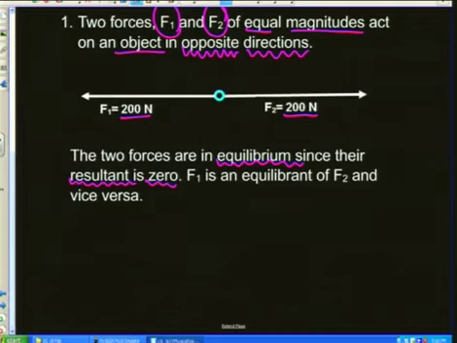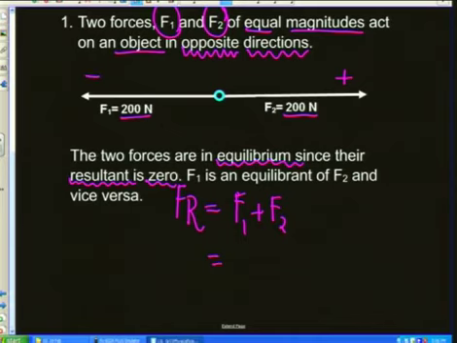Okay? If you find the resultant of the two, you'll find it to be 0, because the resultant force Fr will be the vector sum of the two. So it will be F1 plus F2. But because one is acting in an opposite direction to the other, we can let the direction of F2 be positive and this one will be negative.